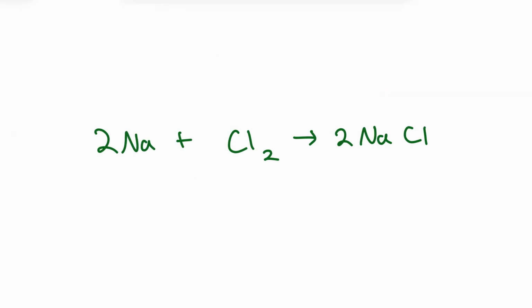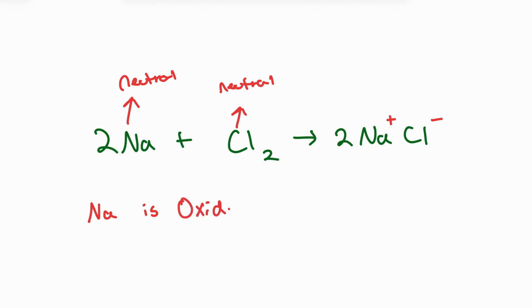An example of a redox reaction is 2 sodium atoms plus chlorine gas reacting to form 2 moles of sodium chloride. Sodium and chlorine initially start with a neutral charge. When sodium and chlorine form the ionic bond to form sodium chloride, they each become ions. Sodium becomes the positive sodium cation, and chlorine becomes the negative chloride anion. So if sodium is losing an electron, we would say that sodium is oxidized. If chlorine is gaining an electron, we would say that chlorine is reduced. Again, oxidation is lost, reduction is gained.